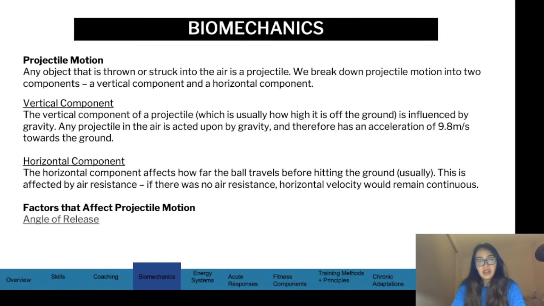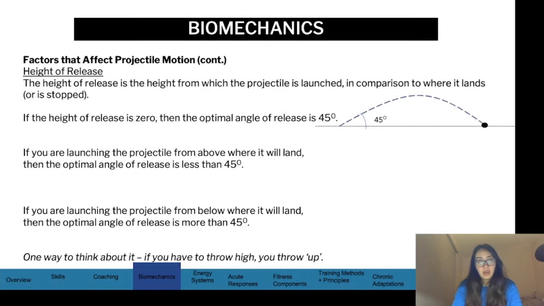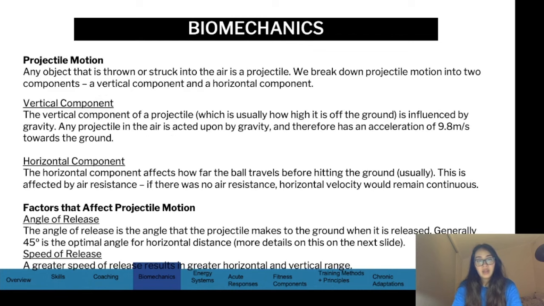Projectile motion, hopefully you understand that there are two components, horizontal and vertical. I've written down the main influences here. We've also got three factors that affect projectile motion: angle of release, speed of release, and height of release. Angle of release is the angle at which you release it. If you're lying flat on the ground, 45 degrees is a good angle for us to throw it.